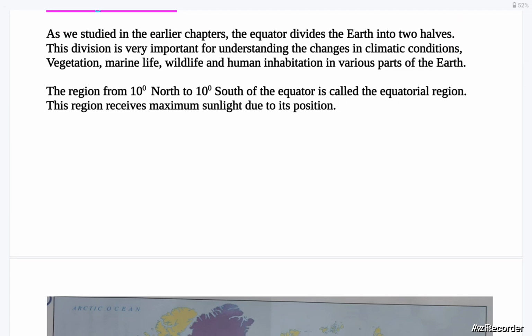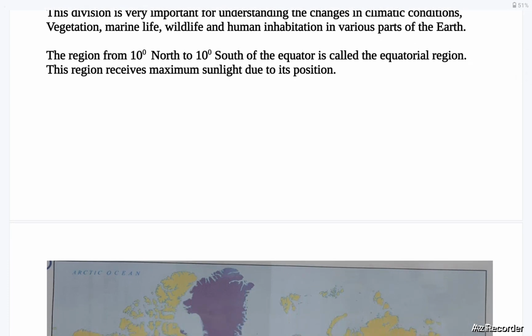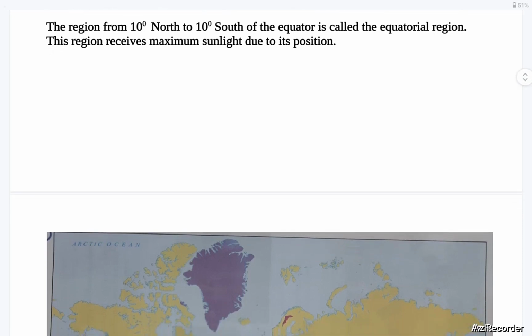As we studied in the earlier chapters, the equator divides the earth into two halves. This division is very important for understanding the changes in climatic conditions, vegetation, marine life, wildlife, and human inhabitation in various parts of the earth. The region from 10° north to 10° south of the equator is called the equatorial region. This region receives maximum sunlight due to its position.